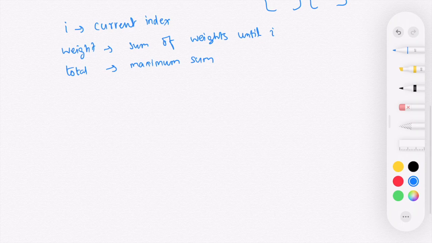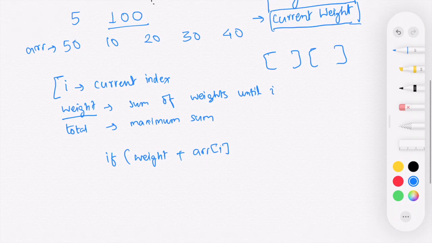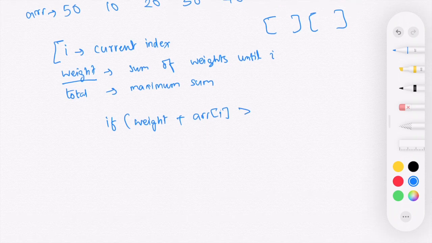So at any point of time, at any index I, there are certain choices that I can make. The first choice is if weight plus array of I, and I call this thing an array, exceeds total, then you definitely cannot pick this element, right? If the weight that we have until now plus the current weight exceeds the total that you can achieve, then you cannot pick the current weight.